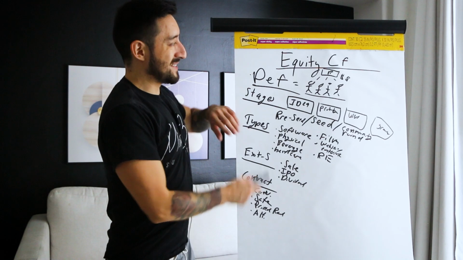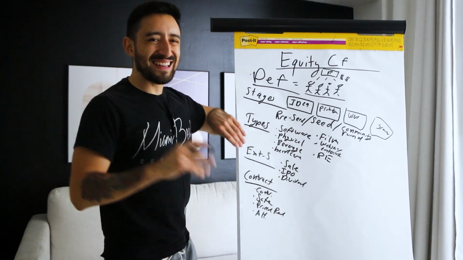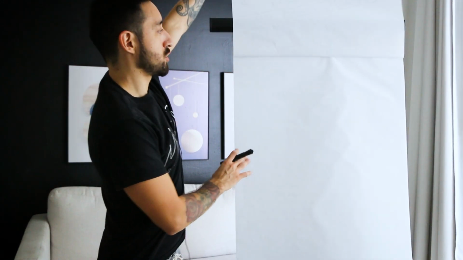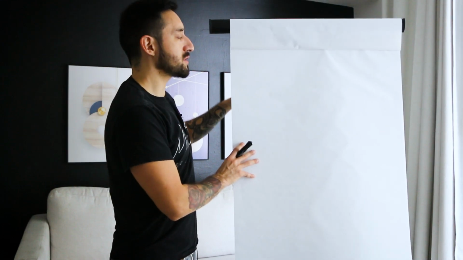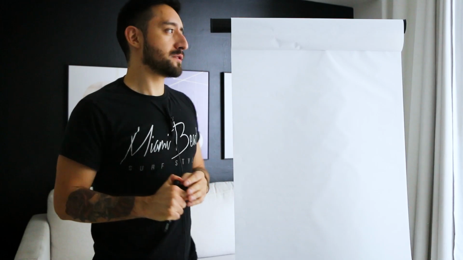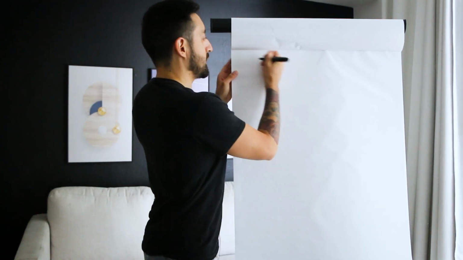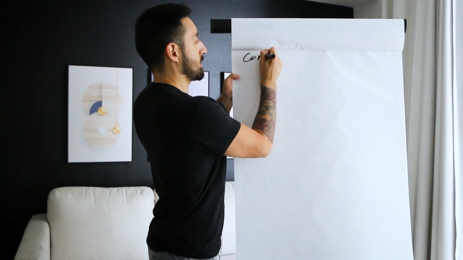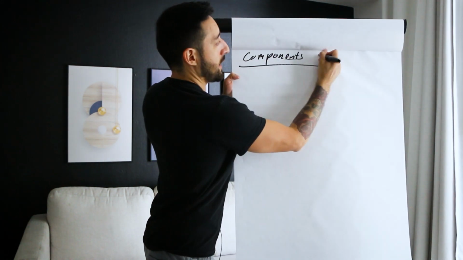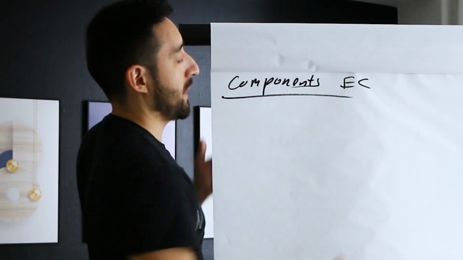So in terms of this, this is really the contract that's happening. But I think that's a little bit detailed. What I want to talk more about is the structure behind this. So let's talk a little bit about the structure of an equity crowdfunding campaign, because this is really where the meat and potatoes are. So the first thing is that every equity crowdfunding campaign, and we're just going to say components here, okay, the components of an equity crowdfunding campaign.